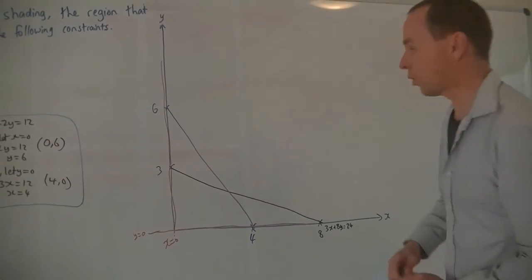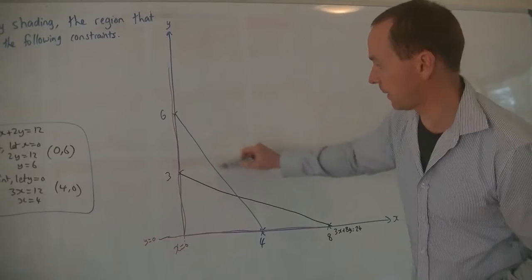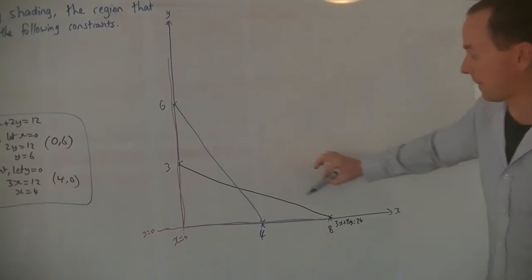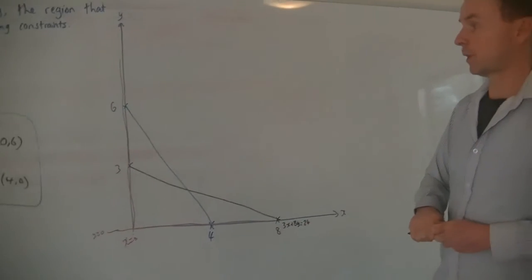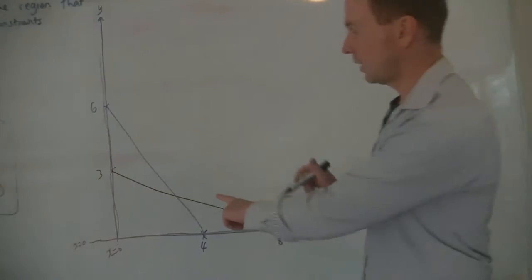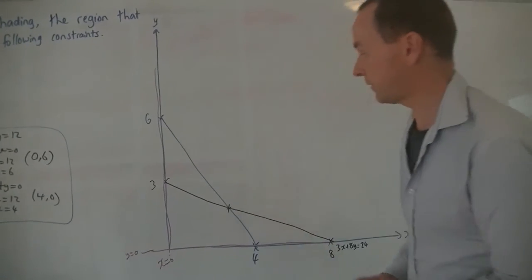It's not always in that little gap. It could be in this gap here, it could be there, or it could even be above there. So we need to do a test point. And there's one more thing we also need to do. We need to find this point of intersection.